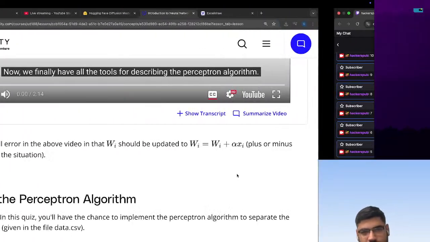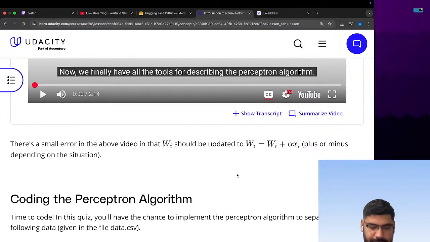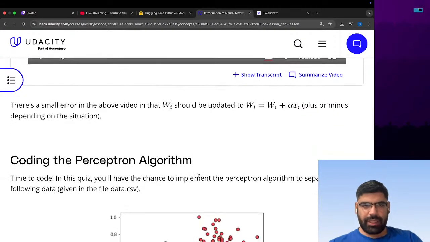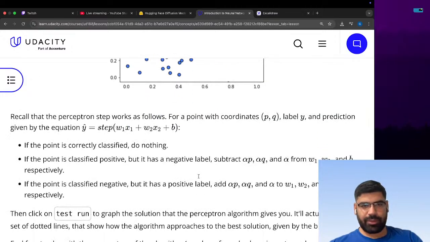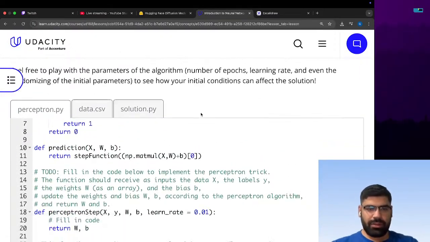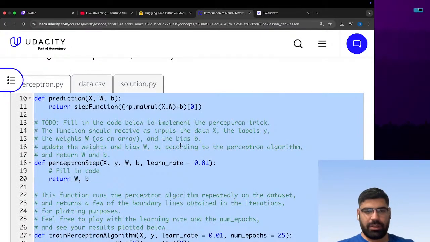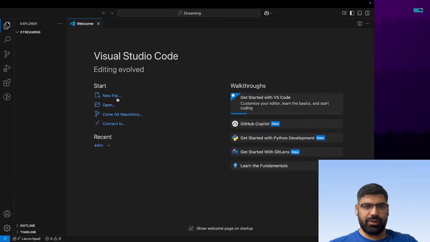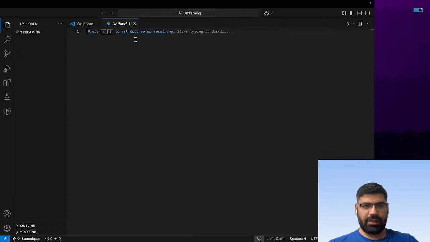Cool. So we have the algorithm, basically the pseudocode of the algorithm. Let's get started with writing it down. Coding the perceptron, there is a step. Here I'll just use my Visual Studio Code because I just like that.